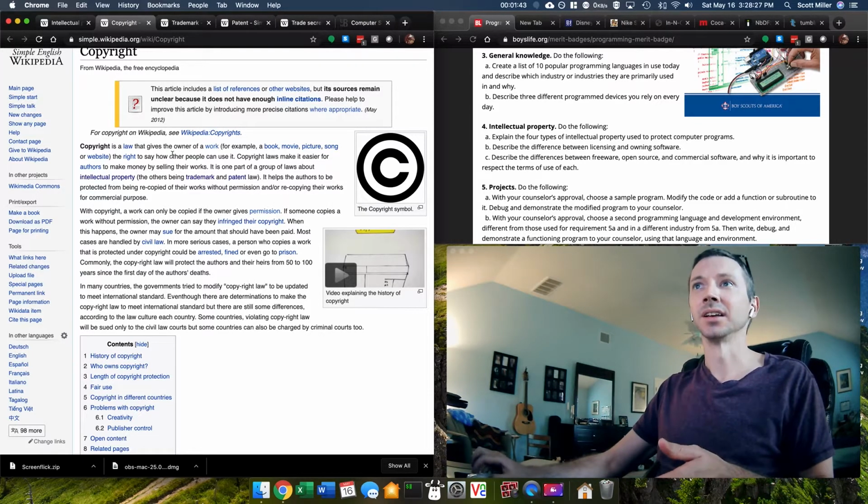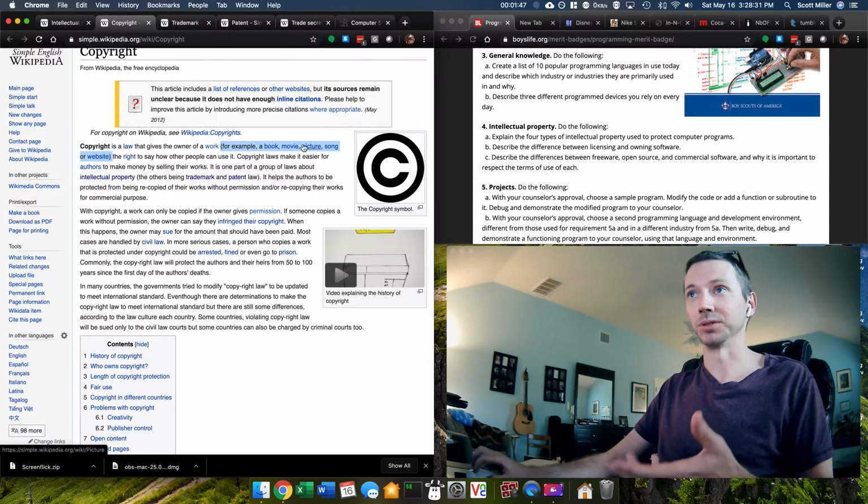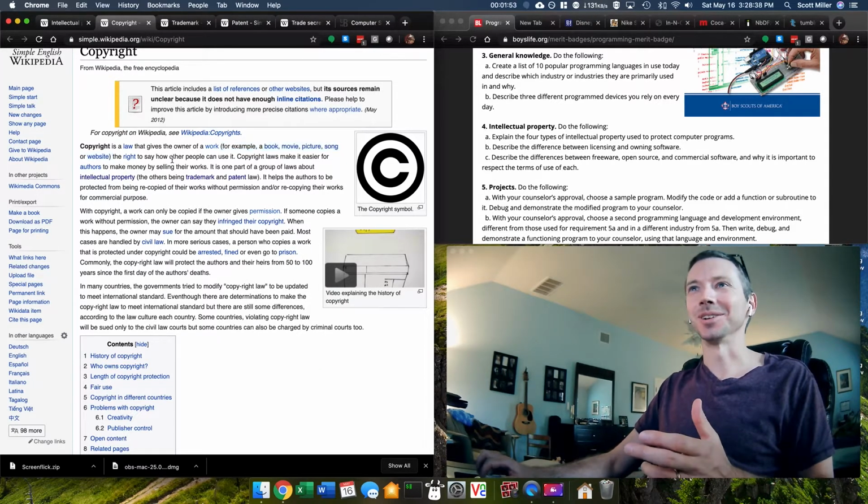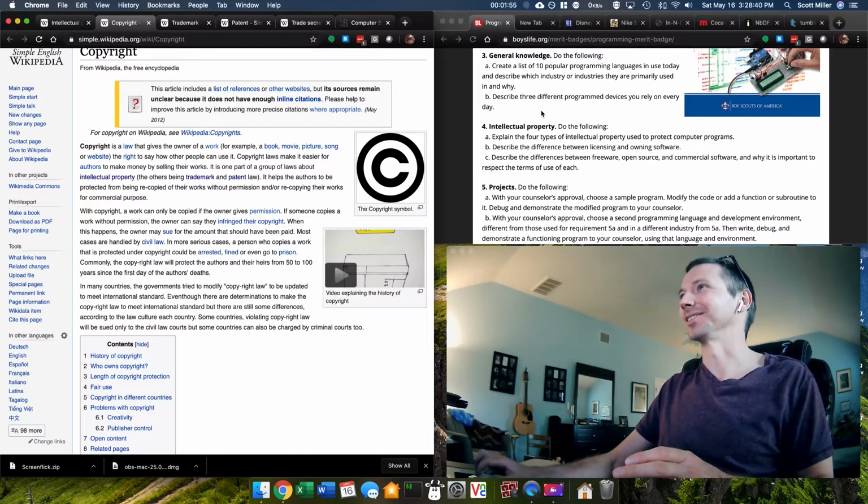So copyright is focusing on a work. So most commonly, book, movie, website, picture, or song. The best way I think to understand this is just look at an example.